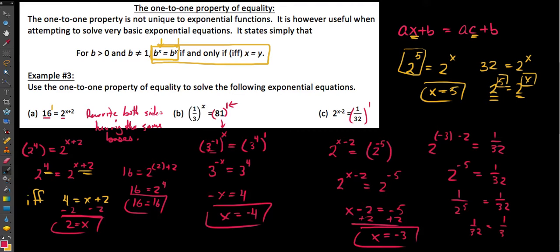So this one-to-one property of equality, we're going to use this a lot, but get used to just rewriting both sides as having the same base so that we can equate their exponents.